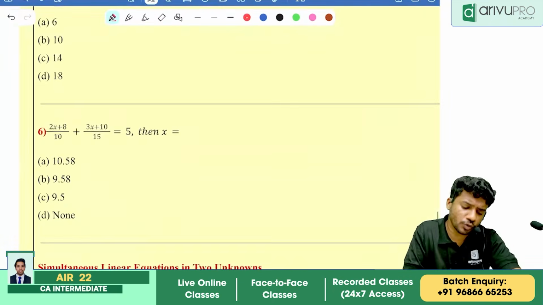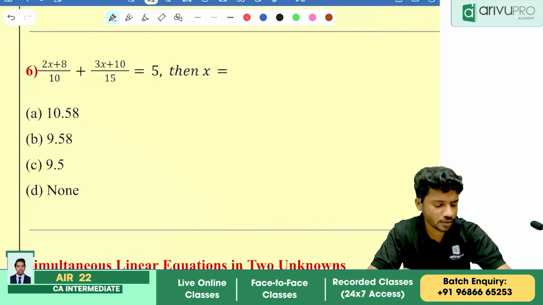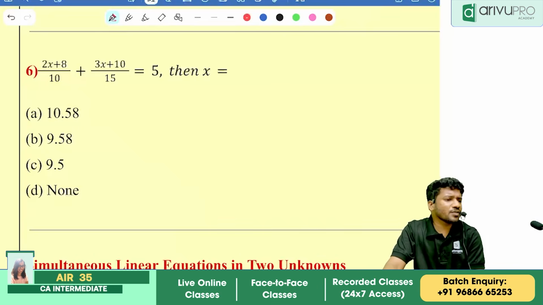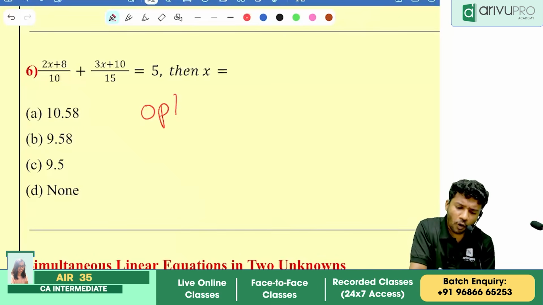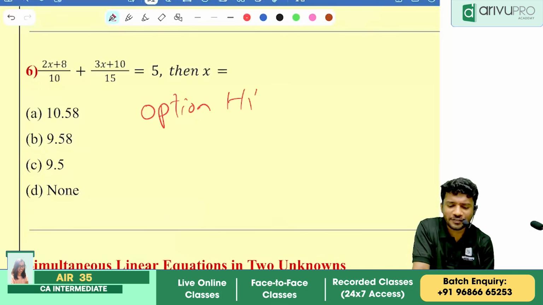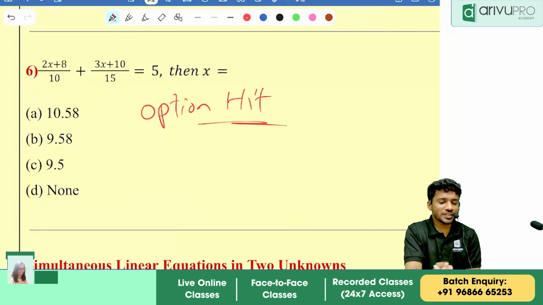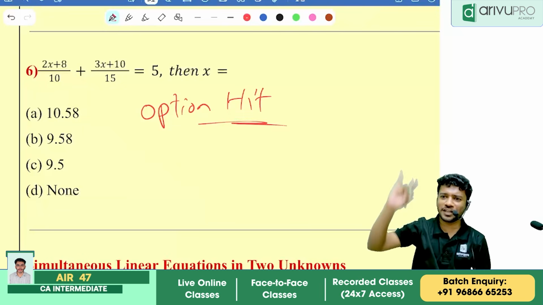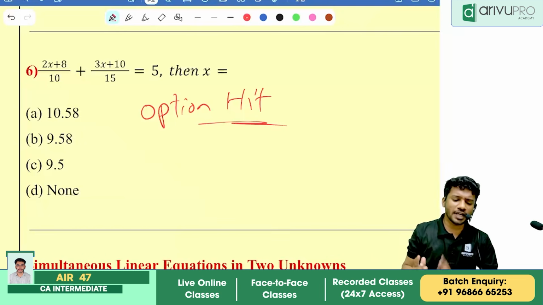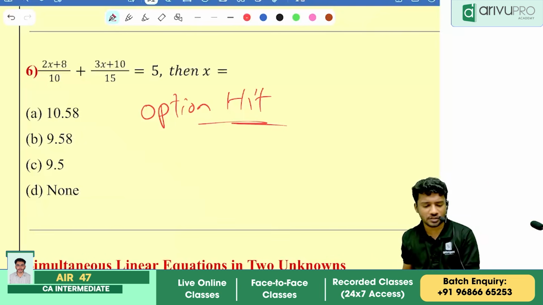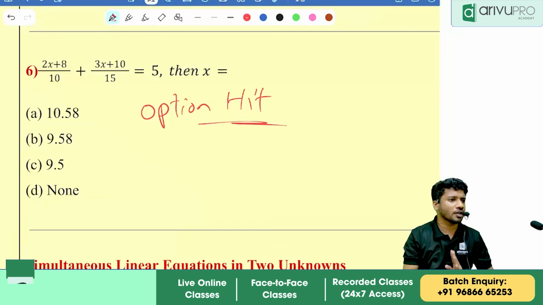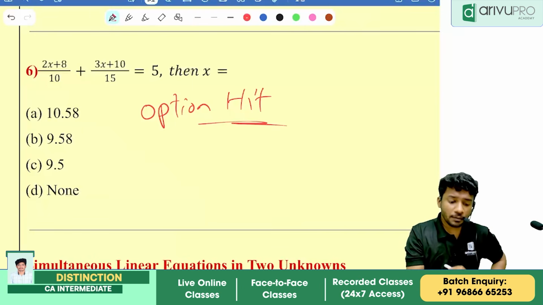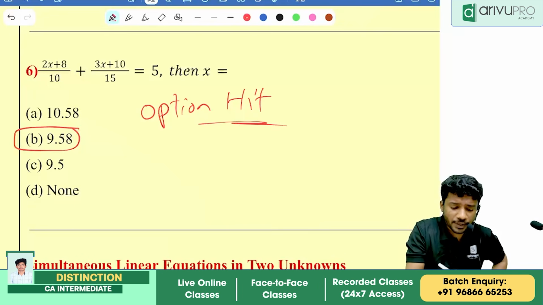Now look at this question. Solve this, then we will go for the next. How to solve this? Easiest way is option hit. Don't even try to solve this using LCM and all. We don't want that. We are not good with it. Think that way. We can solve it using options. Try option A, try option B, try option C. If all 3 are wrong, we will go for option B. Option B, pakka. So we are going with option B.